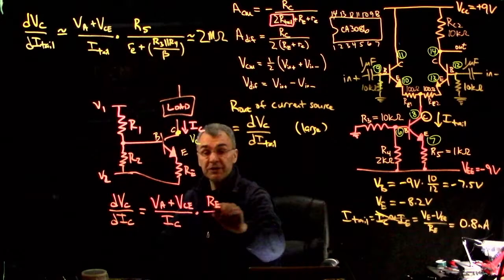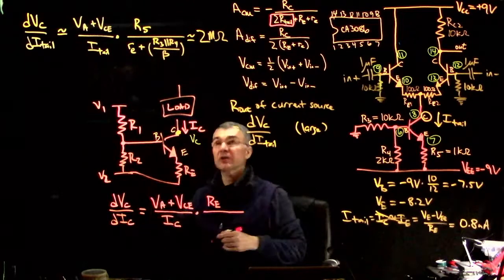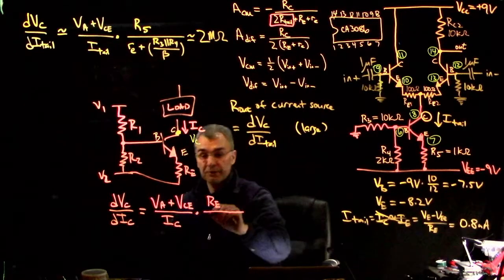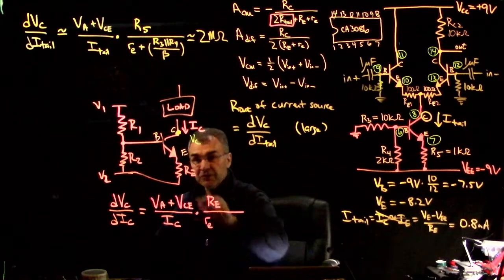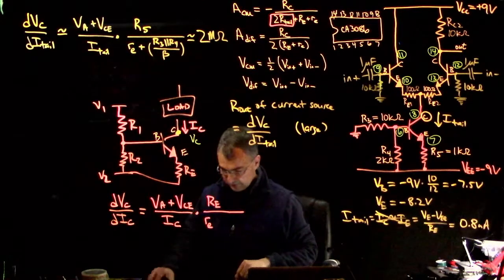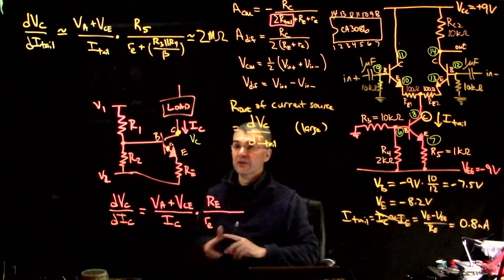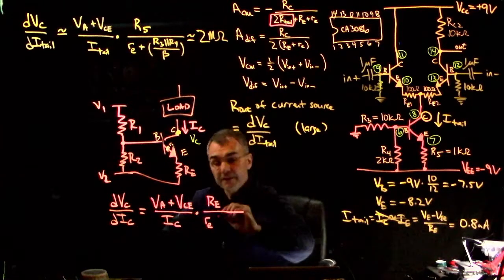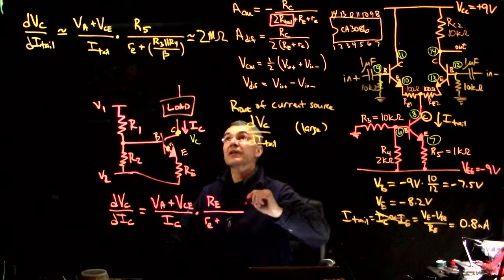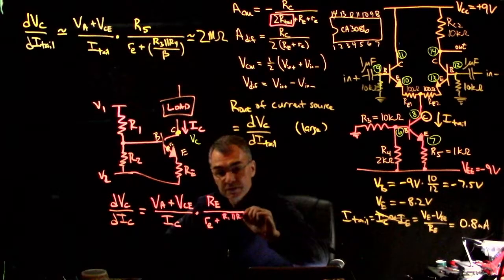I put it in terms of this circuit, but it's probably useful to write it in terms that are more applicable to another current source you might build sometime. This is the little RE for this transistor. The transistor behaves as if it had a little resistor inside the emitter there. And then this is plus R1 parallel R2 divided by beta.